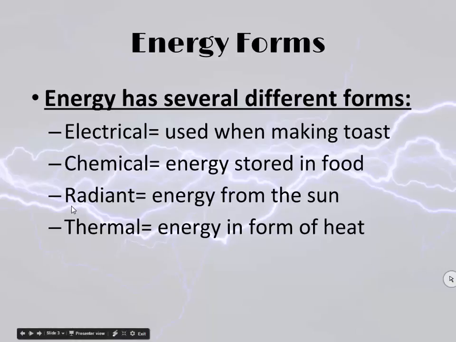Radiant energy is a form of energy that comes from the sun, which is very similar to thermal energy. Thermal energy is energy in the form of heat. We'll be focusing on energy that is called mechanical energy, so energy associated with motion or position of an object.